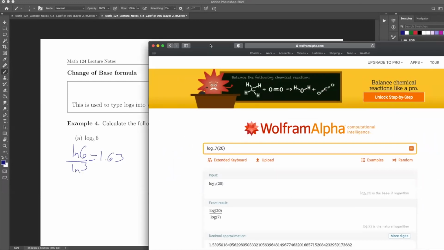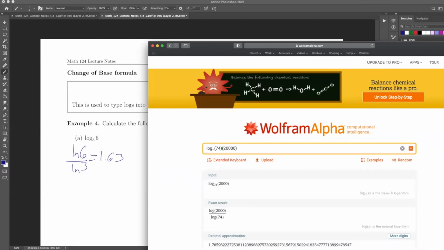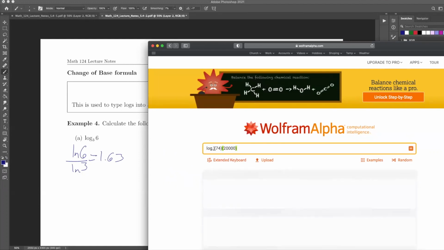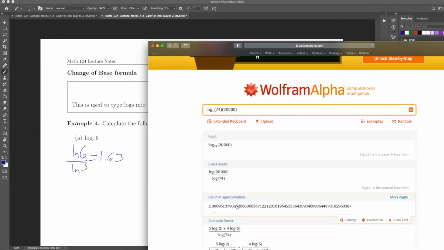And if you have a larger base, say base 74 of 20,000, you'll have to put parentheses around your underscore, okay? And then you see that this is correct, and you get the decimal approximation. So this is what you're doing.